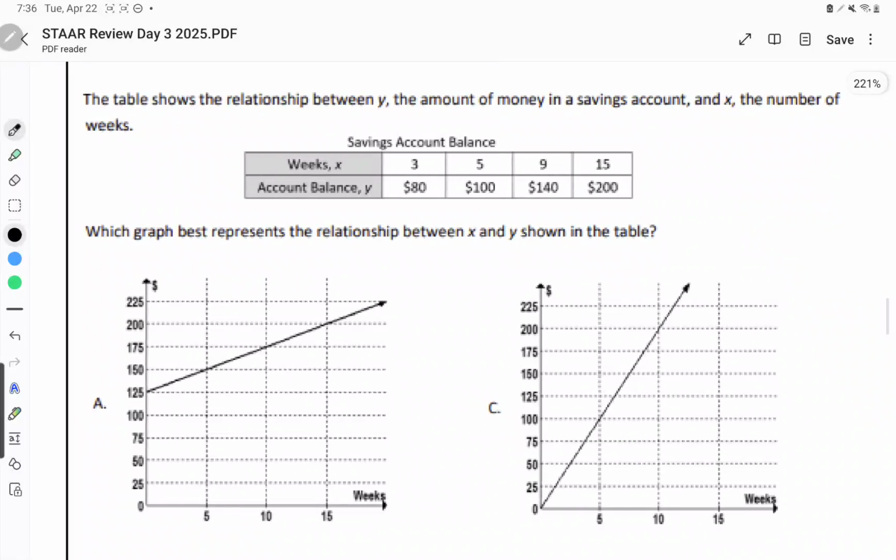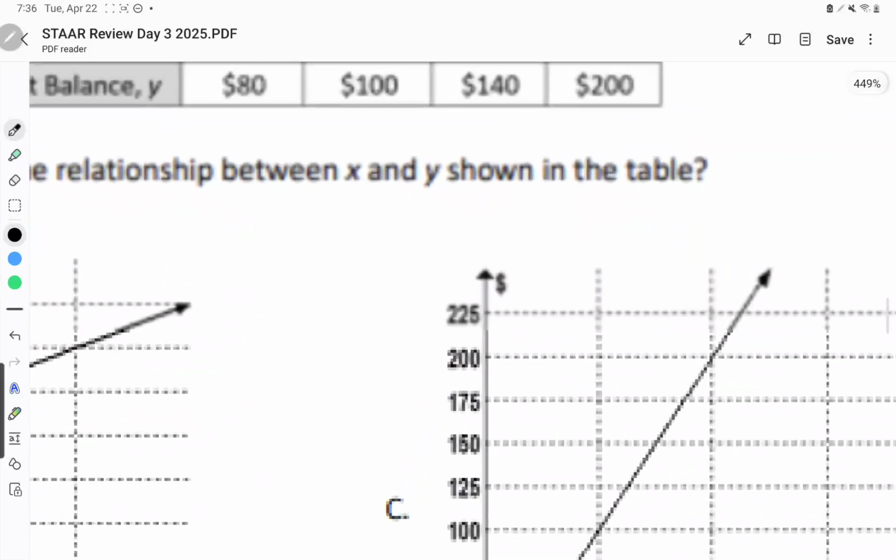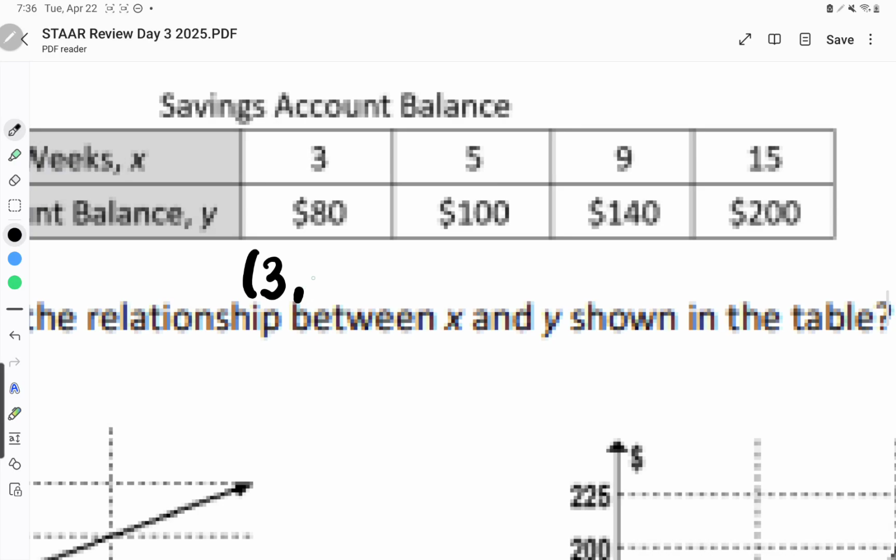All right, next one. The table shows the relationship between Y, the amount of money in a savings account, and X, the number of weeks. And it wants us to find a graph that best matches. Well, that's going to be pretty easy. All we got to do is just find the coordinates. So I have 3, 80.